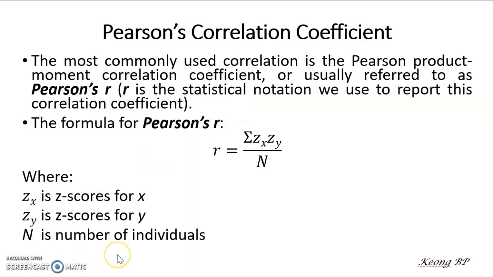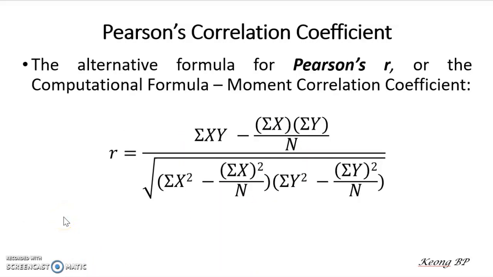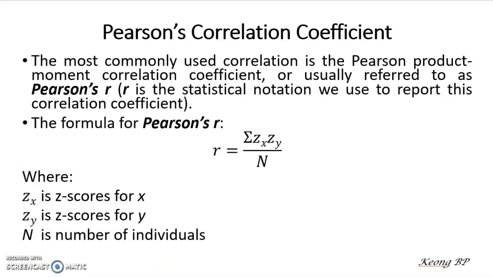The Pearson R value of the correlation coefficient could be calculated by using this mathematical formula. An alternative formula for Pearson's R to get the correlation coefficient could be calculated by using this formula. This is a very complicated formula which we call the computational formula. However, using both formulas to calculate the R value is kind of tedious.